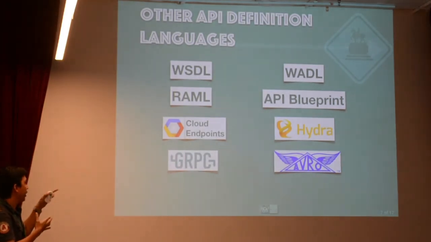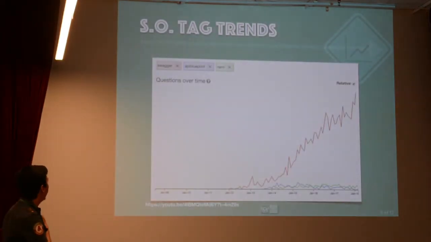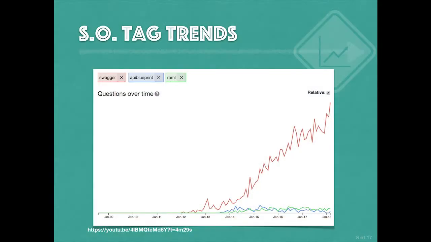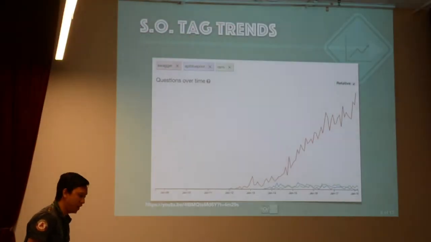So I tried feeding these keywords into Stack Overflow tag trends. So this is what I got. We have here Swagger with the red line, the API Blueprint with the blue one, and the RAML in the green one. And we can see that from around 2012 to 2013, it starts gaining traction in the community. And then up till now, it's still having this upward trend, a very significant difference as compared to other definition languages, on which we can see how popular Swagger has been as of nowadays.